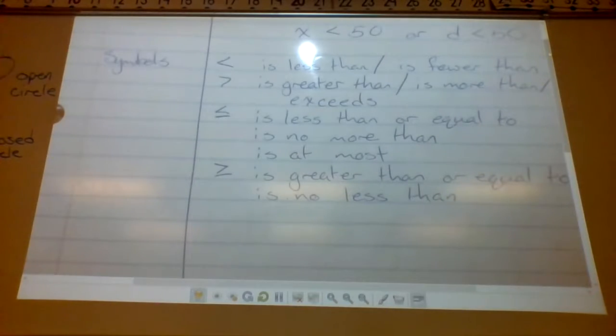Is no less than, or there's a variation of that. For example, to have a class, I can have no less than 6 students. If there was a class that only had 5 students enrolled, that class would be canceled. Why? Because you have to have 6 students in class.